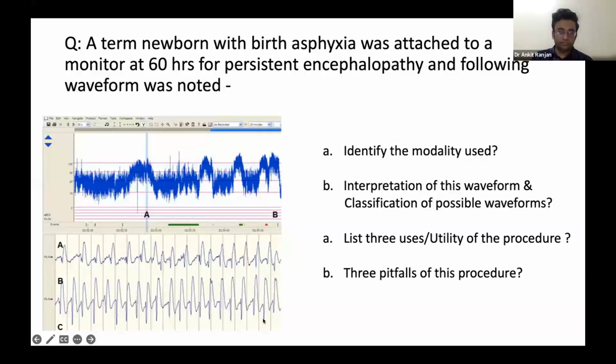Uses or the utility of this procedure, and the pitfalls of this procedure. Any three.